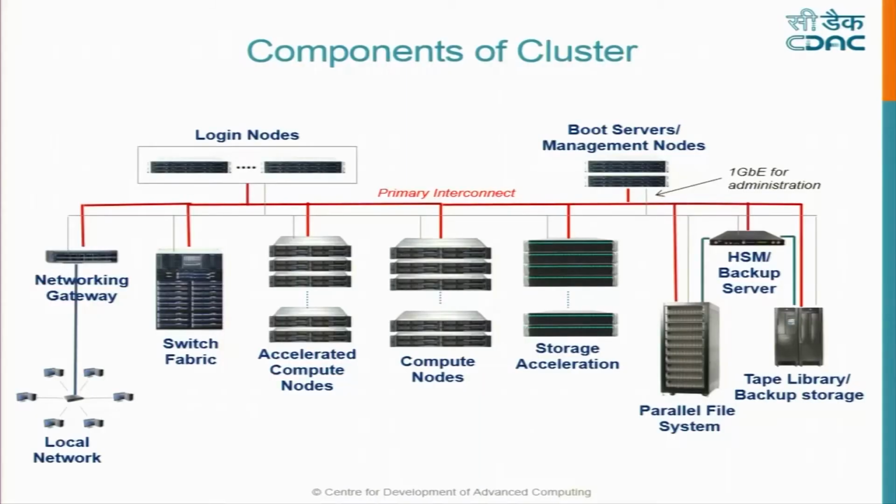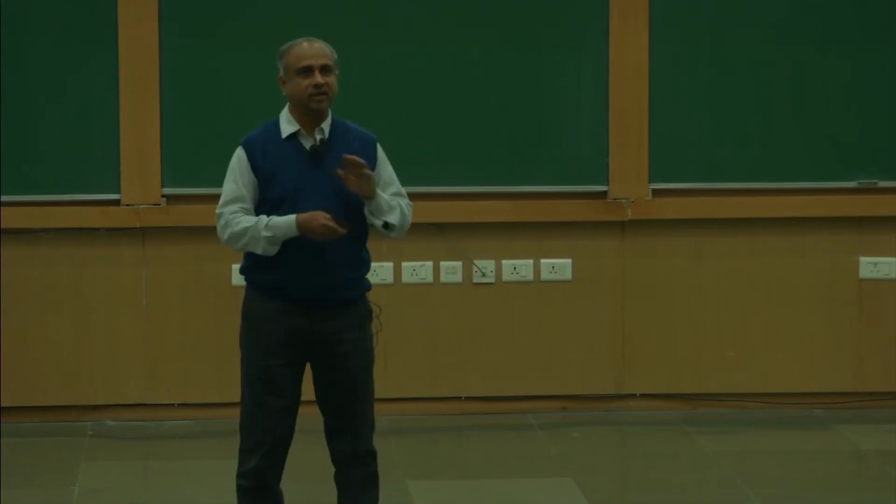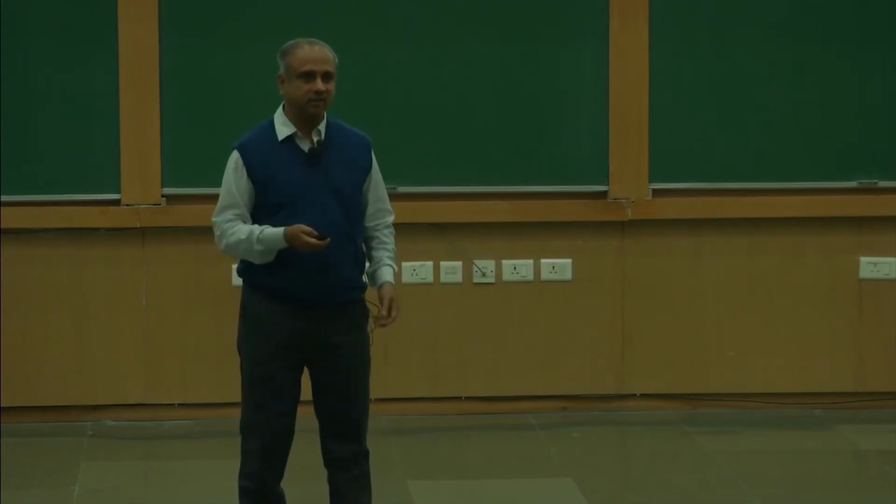So in that case, you have a networking gateway through which you can enter. From here, you will log in and get to the login node. From the login node, you will fire the job and it will be run on this. So I hope the architecture of the various components in a typical HPC system is clear.